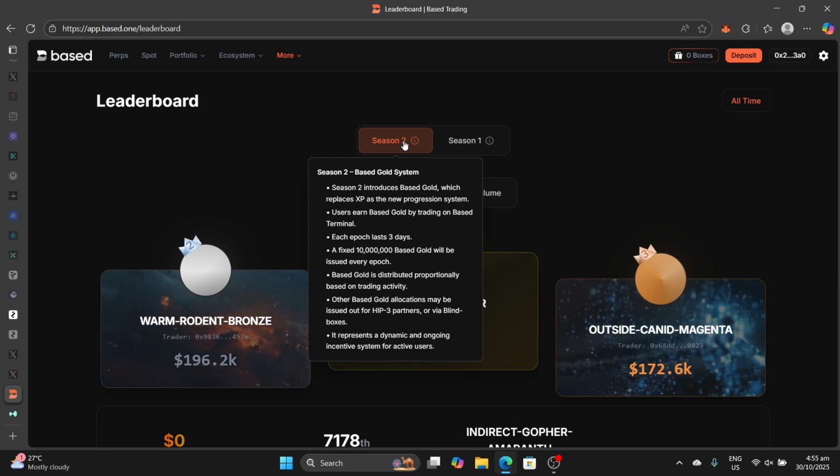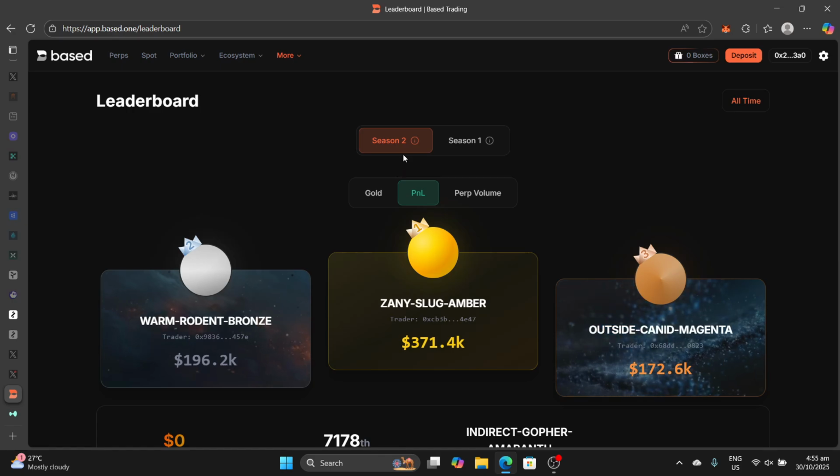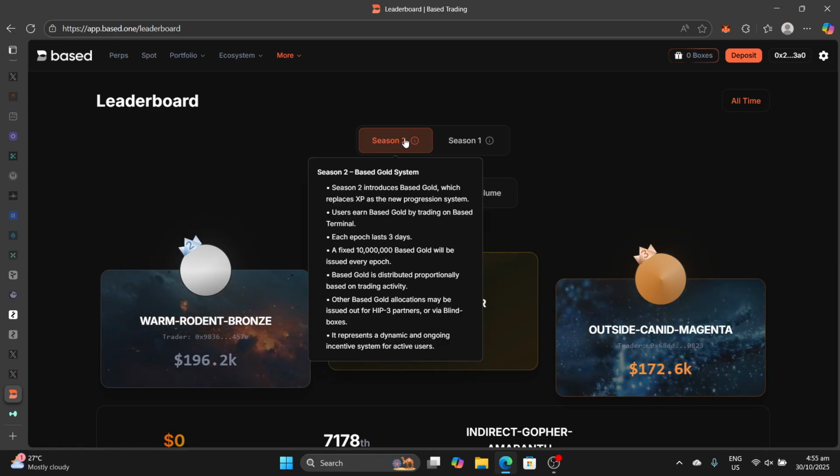Each epoch lasts 3 days. A fixed 10,000 Base Gold will be issued every epoch. Base Gold is distributed proportionally based on trading activity. Other Base Gold allocations may be issued out for HIP-3 partners or via blind boxes. It represents a dynamic and ongoing incentive. Wow, I need to take this seriously.